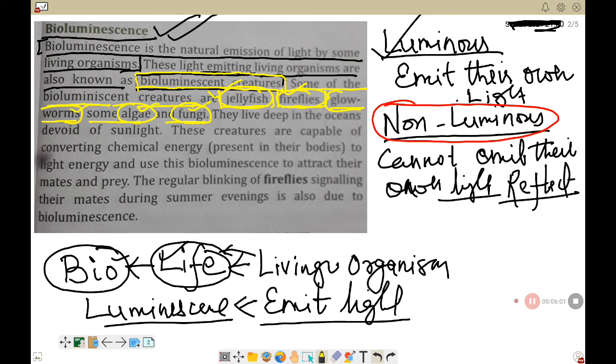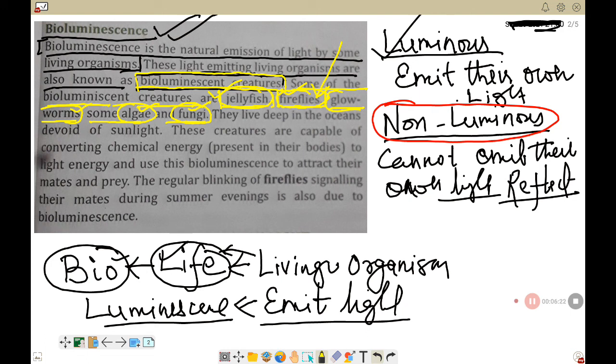Understand? So these are the 5 examples of bioluminescent creatures. Means these are the creatures or living things, okay, living organisms which have the ability to emit light, isn't it? Fireflies mean Junkeri. You have seen Junkeri, isn't it? They have their own light, but they are living. So those living organisms which can emit their own light are called bioluminescent creatures.